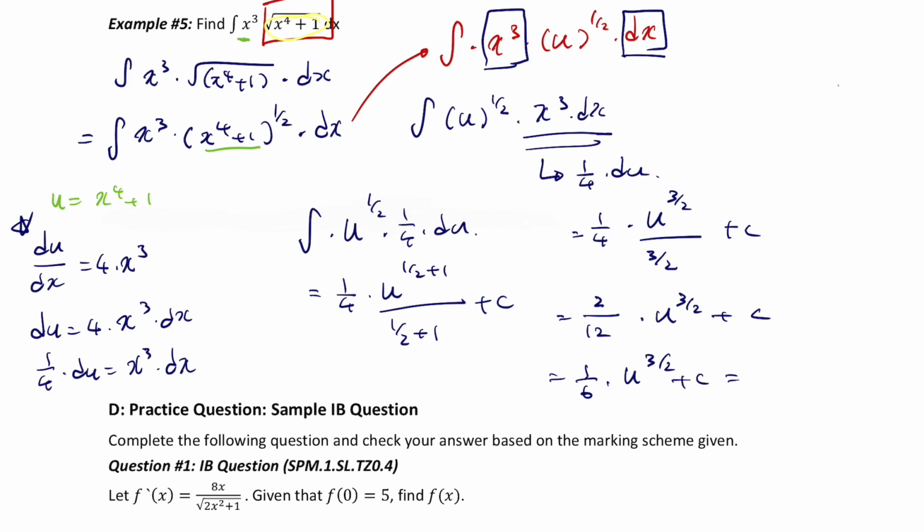And since we know u is x to the power 4 plus 1, we can replace u with (x to the power 4 plus 1) to the power of 3 over 2, plus c. And that's your function.